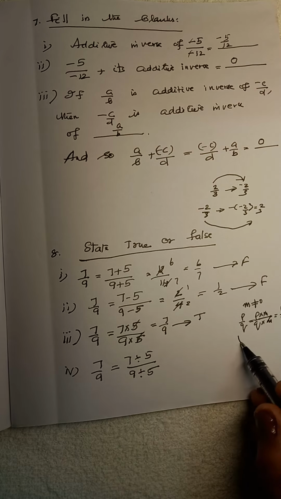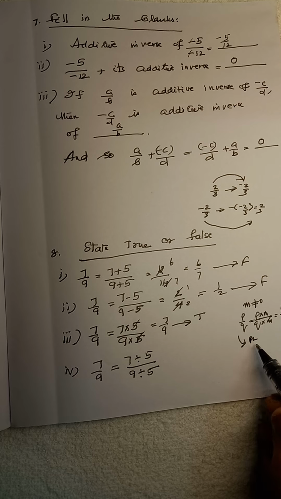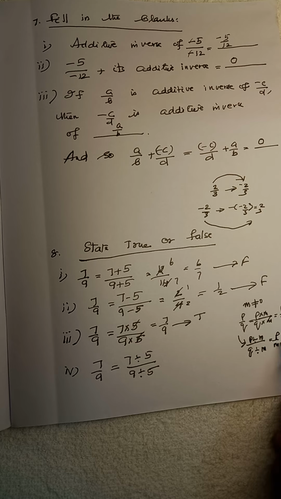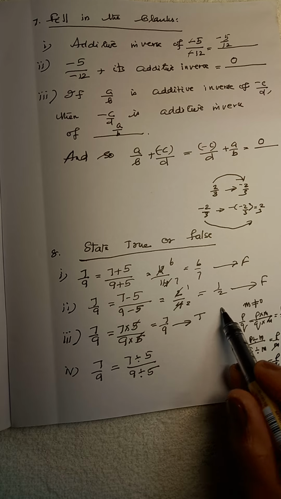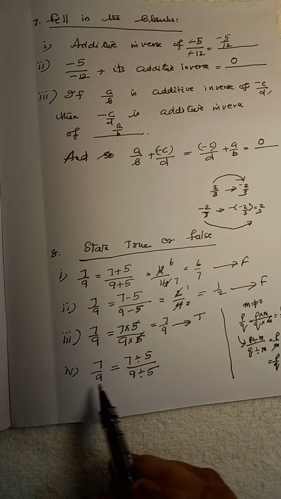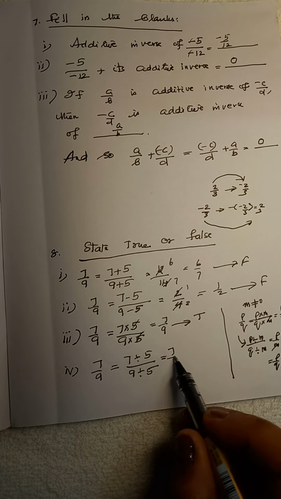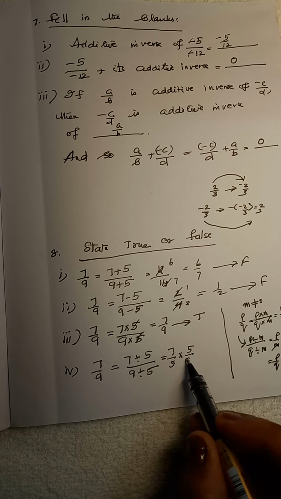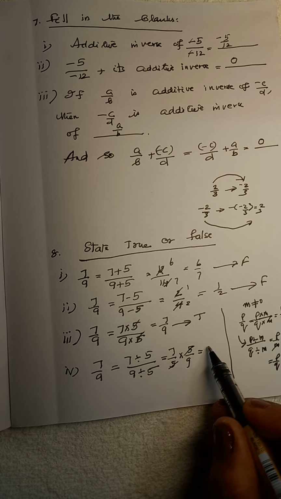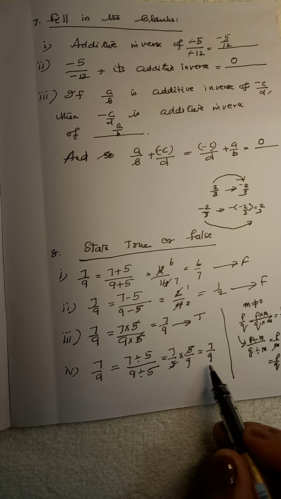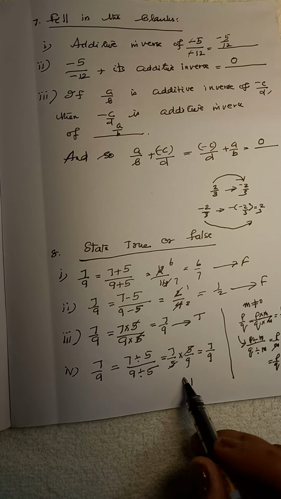Next, fourth one is 7 by 9 is equal to 7 by 5 by 9 by 5. So, here let us take this same rational number p by q. This can be written as p by m by q by m. That is equal to p by m into m by q, as division is the inverse of multiplication. So, m and m cancel. That is equal to p by q, the original rational number. So, we can apply this here in the fourth question. So, this is equal to 7 by 5 into 5 by 9. 5 and 5 can be cancelled. So, this is equal to 7 by 9. So LHS and RHS are equal, 7 by 9. So this statement is true.